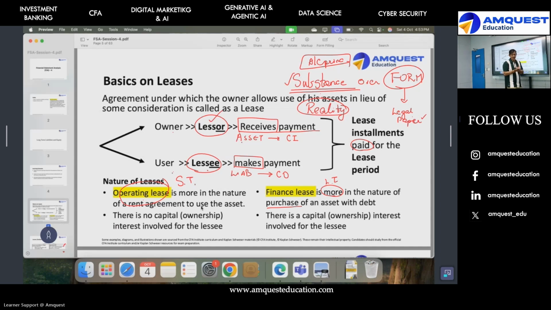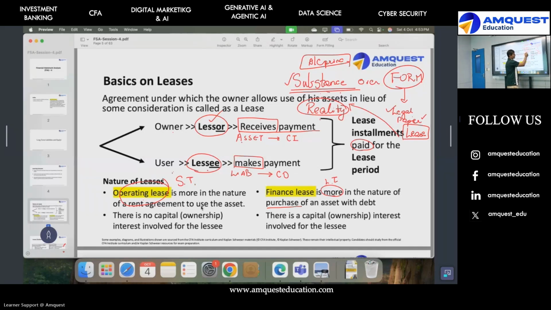So I must have said that I will do a lease on a legal paper. That is the form of the transaction. That is on paper. But the real substance, the reality, is that I have purchased the asset. So in form, it is a lease, but in substance, it's a purchase.